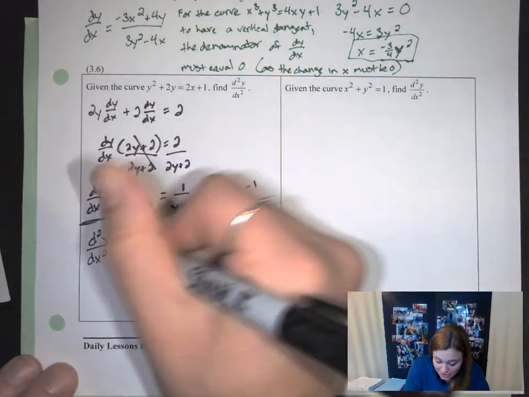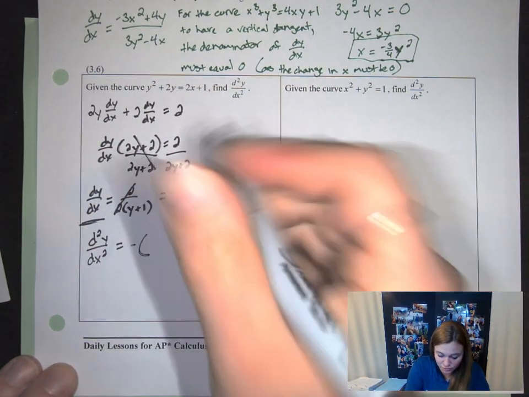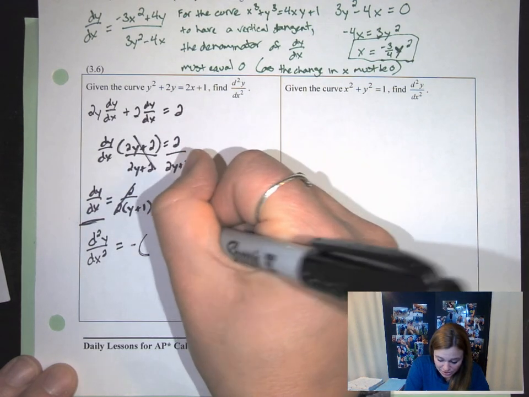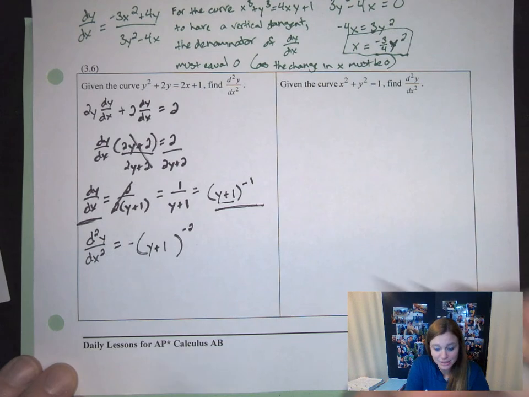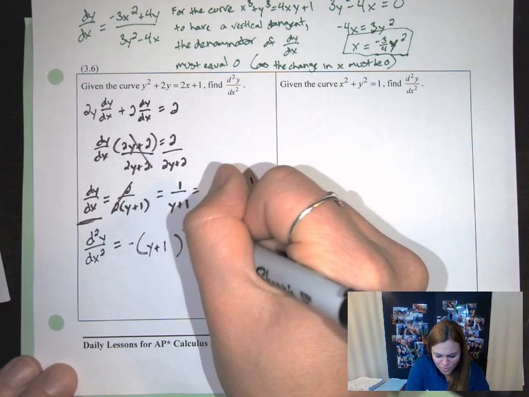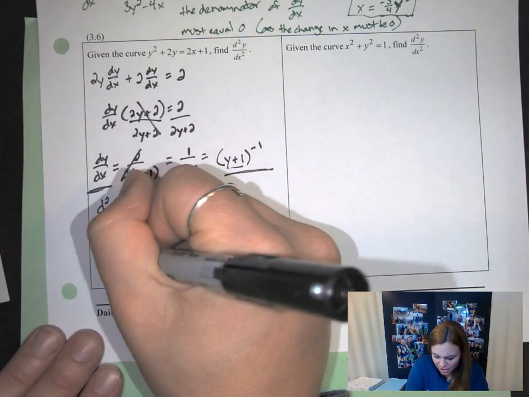Take the derivative of the outside. Negative 1, so I multiplied by negative 1. My new exponent is negative 2. Leave the inside alone. Times the derivative of the inside. What is this? Okay, let's keep going with it.